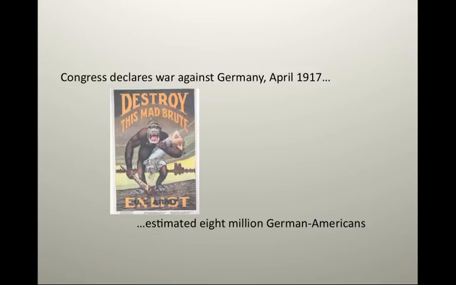One of the ways to do that was to demonize the enemy. This was an anti-German wartime poster. Destroy this mad brute, says a poster, enlist in the U.S. Army.